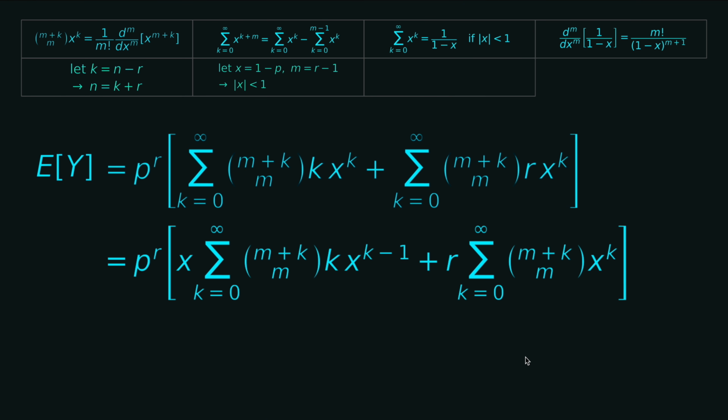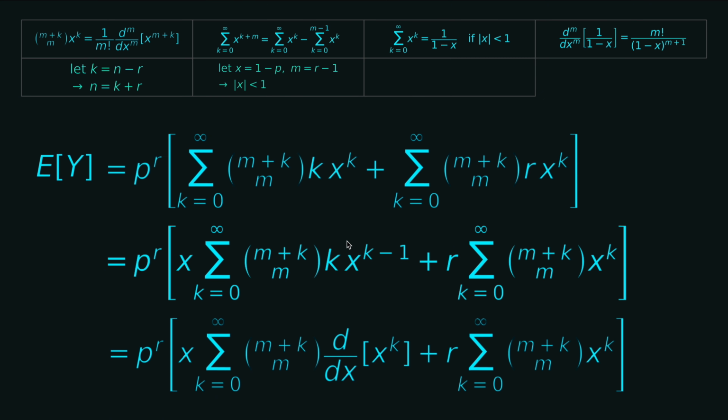Okay, so what I'm going to do now is sort of a trick. I have x to the k here, but if I pull one x outside the summation, I now have k times x to the k minus 1. Well, what does that look like? That looks like I took the first derivative of x to the k, which I did.